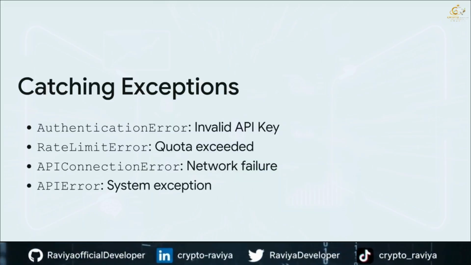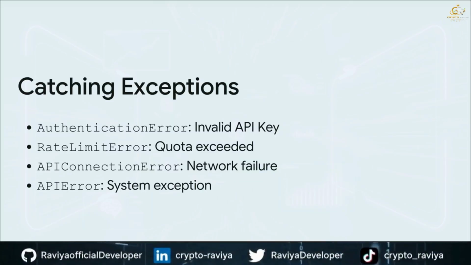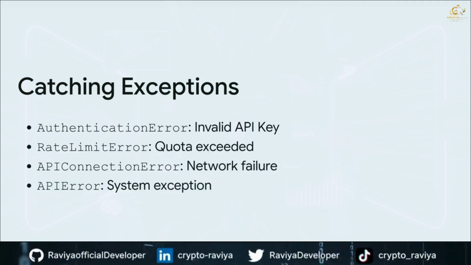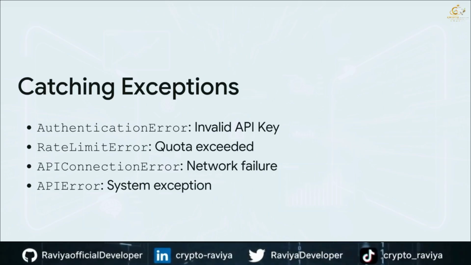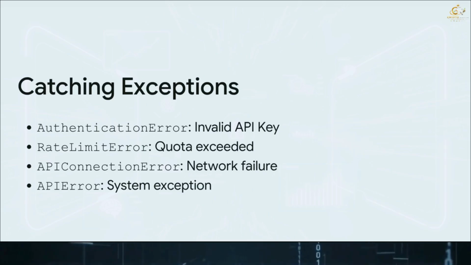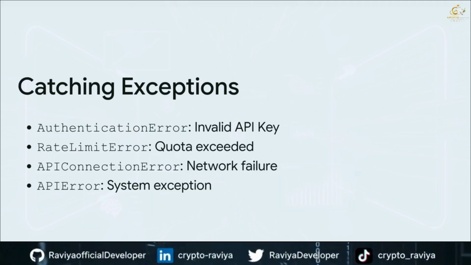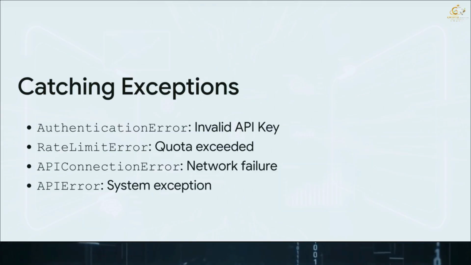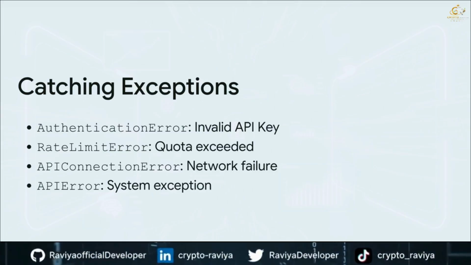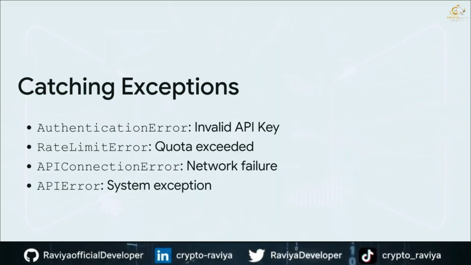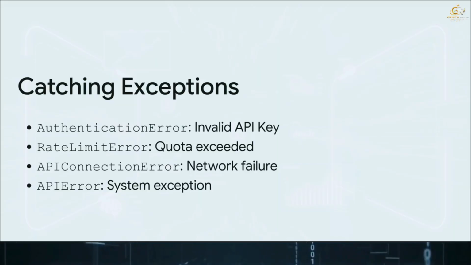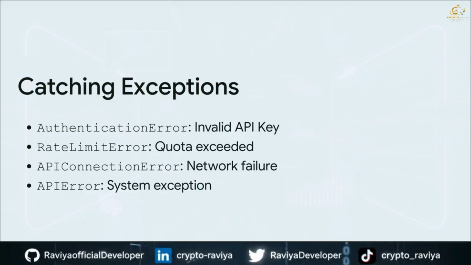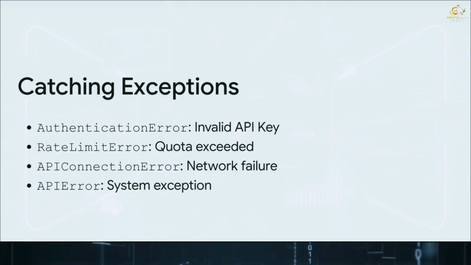To prevent those crashes and ensure your app degrades gracefully, you've got to actively catch specific exceptions. Fortunately, the official SDK maps these out beautifully for us. You need to catch an AuthenticationError if somehow an invalid API key gets passed. You absolutely must catch a RateLimitError for that 429 code we just looked at. That's what should trigger your backoff logic. You'll want to catch an APIConnectionError for basic network timeouts when the internet just decides to blink. And finally, just a general APIError to handle any unexpected system issues happening on OpenAI's end.